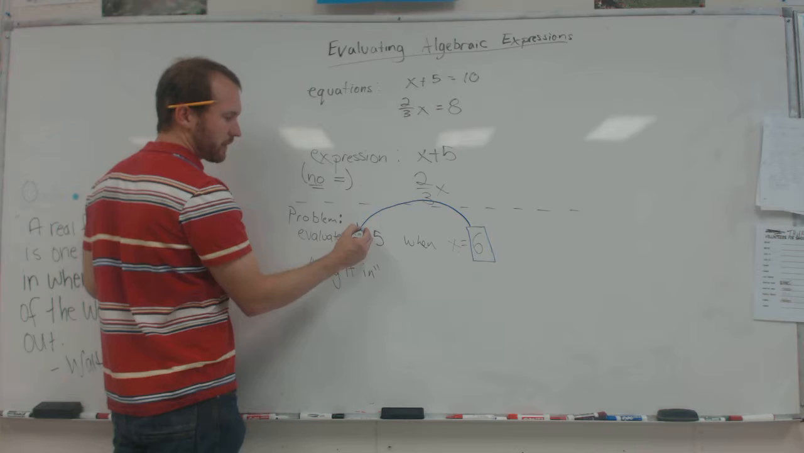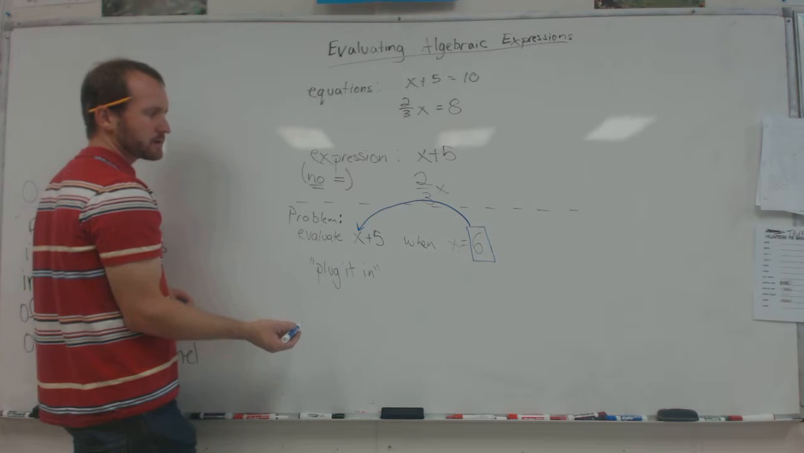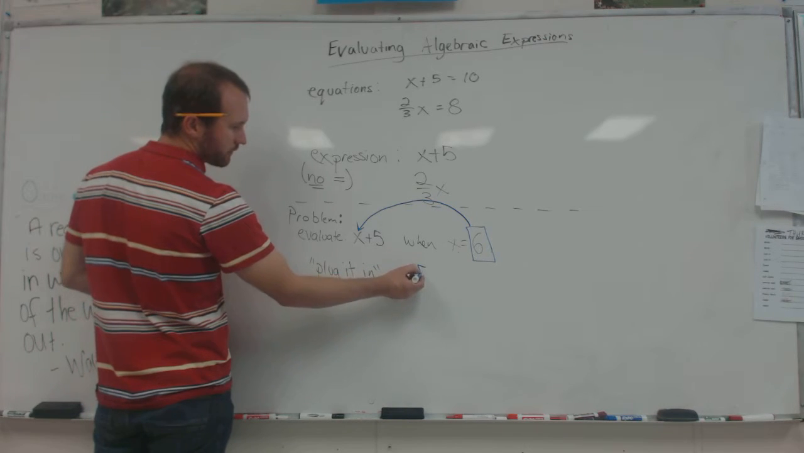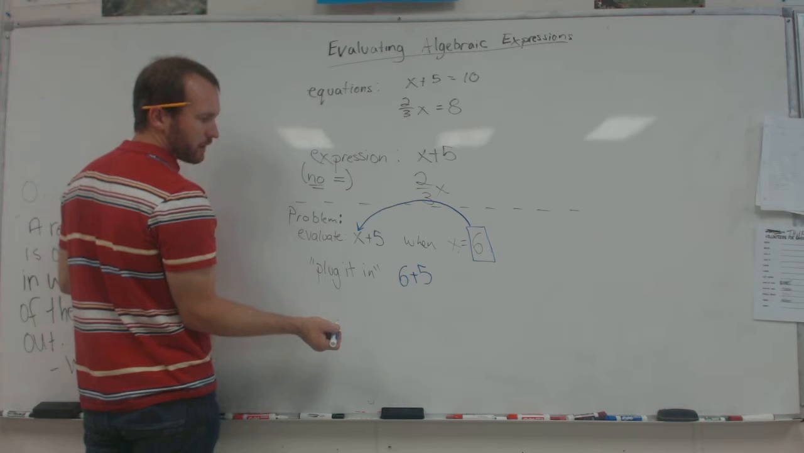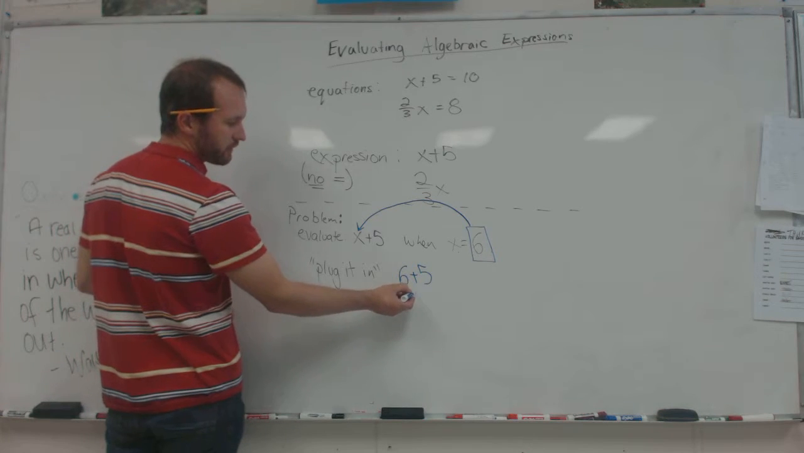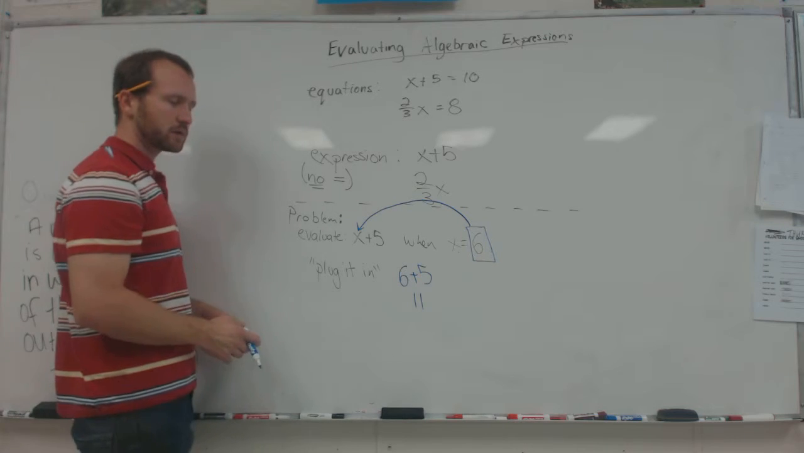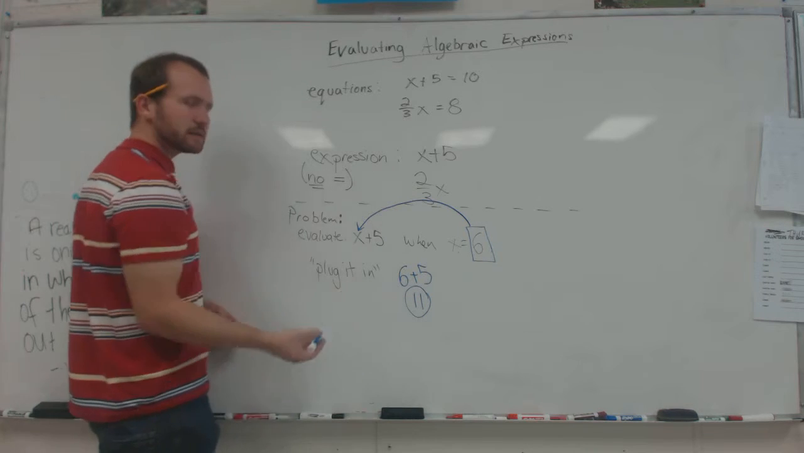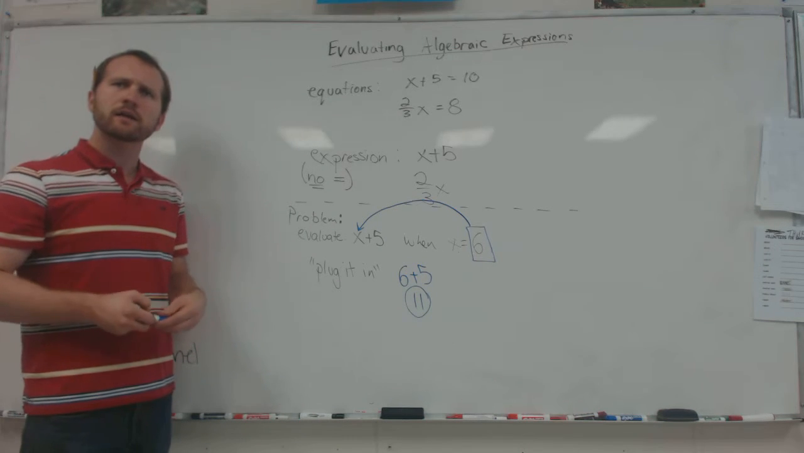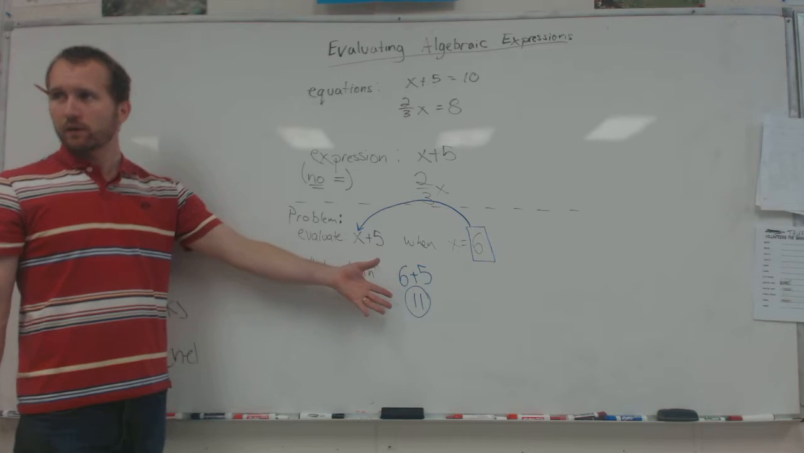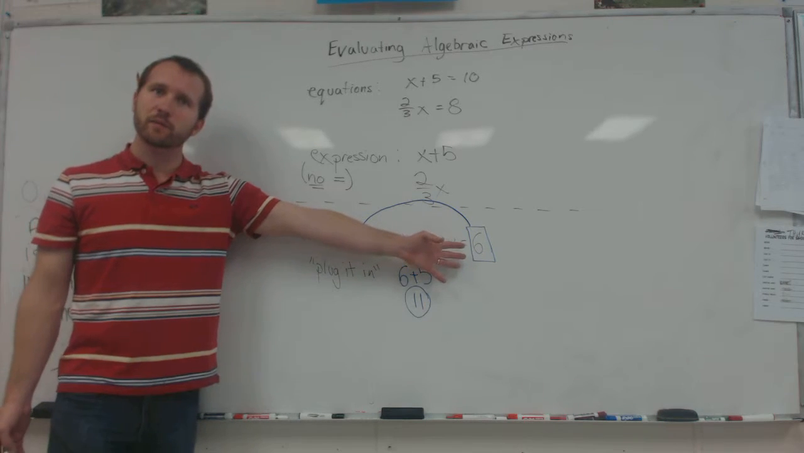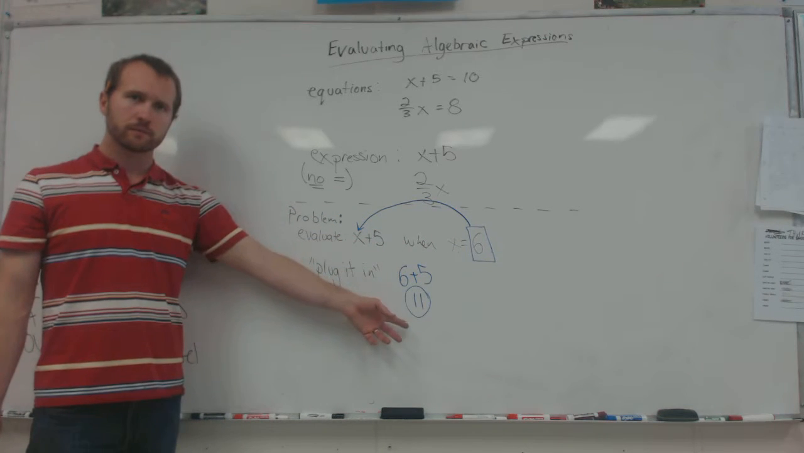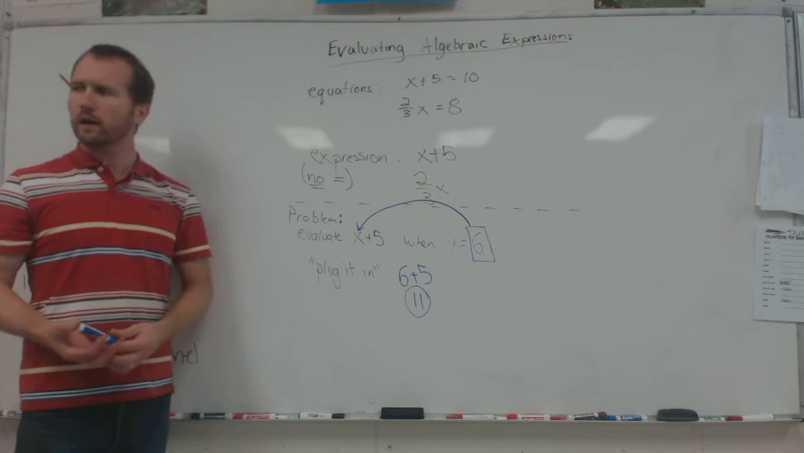Take my 6, and I'm going to put it right there in my expression. So instead of x, I'm going to write 6 plus 5. Right? And an equivalent expression to 6 plus 5 is 11. So my final answer would be 11. Notice it's not x equals 11 or anything like that. It's just 11, because x equaled 6. I knew that from the beginning. I put that in here and I got 11. Okay?